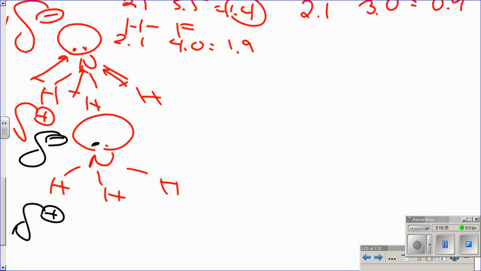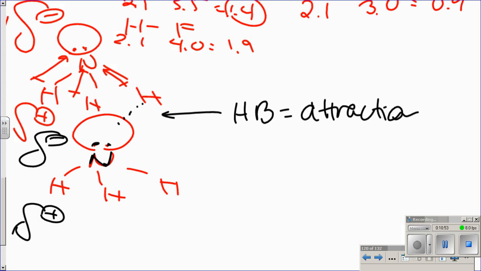So the negative region of the nitrogen here, which is its lone pair, is attracted to, right, that hydrogen right there. That dash mark there is not a true bond. What is it? It's a hydrogen bond, which is an attraction. Not a true bond. Not like a covalent bond. Cool? Right, so hydrogen bonds do not exist internally. They exist between two molecules.